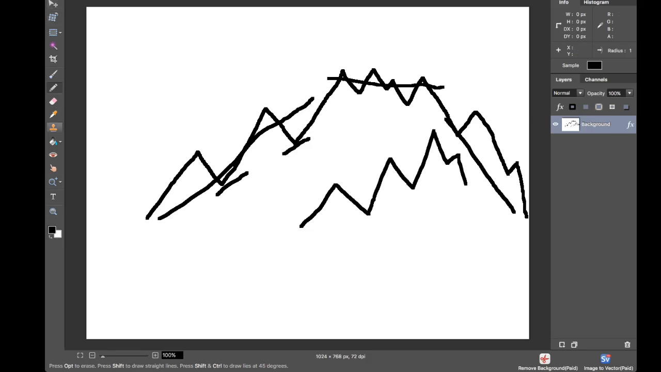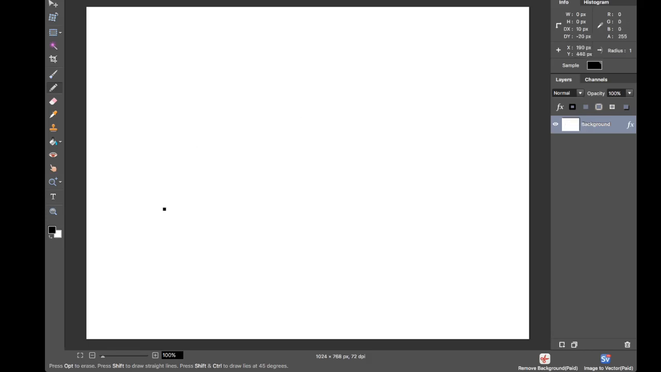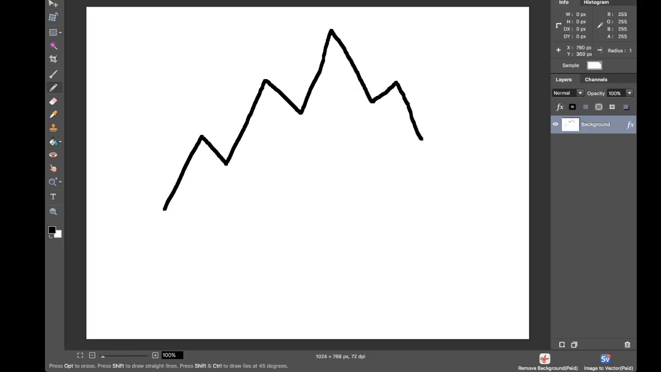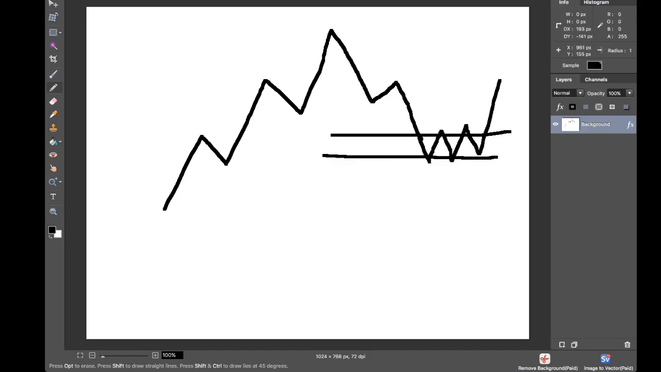Let me undo that real quick. If you have 1, 2, 3, 4, 5 waves up, A, B, C retracement, I didn't make that up. That's regular stuff. Look where that goes. It's the 50 to 618. This is what we're talking about here.